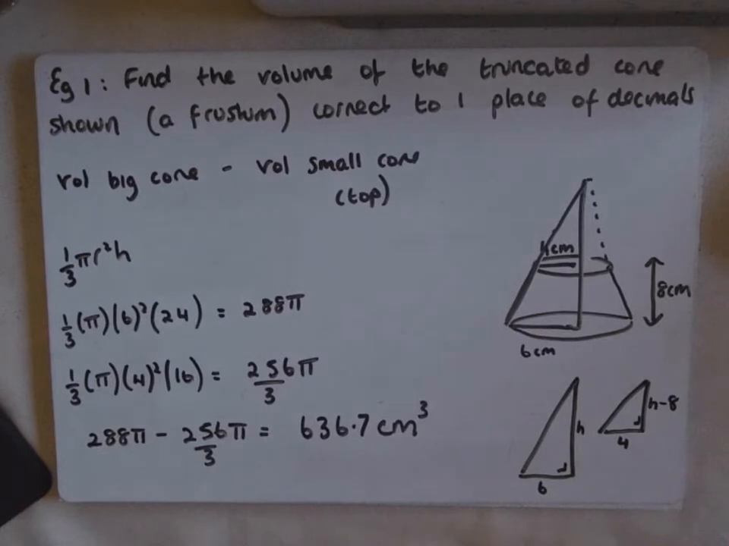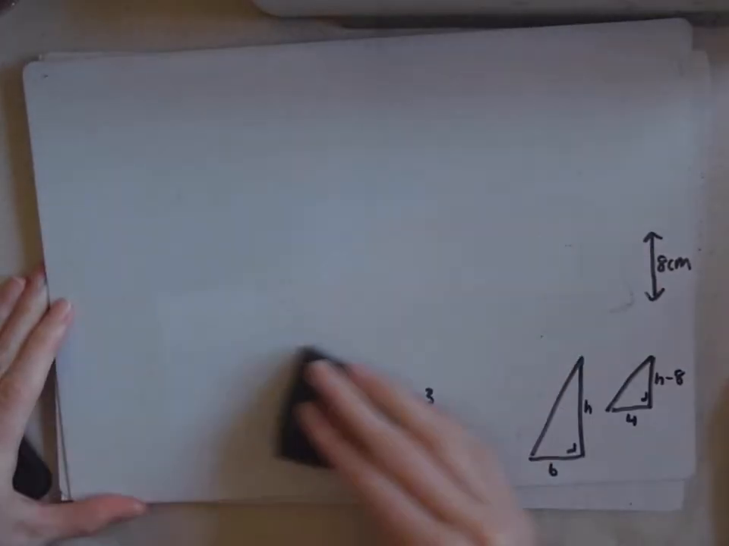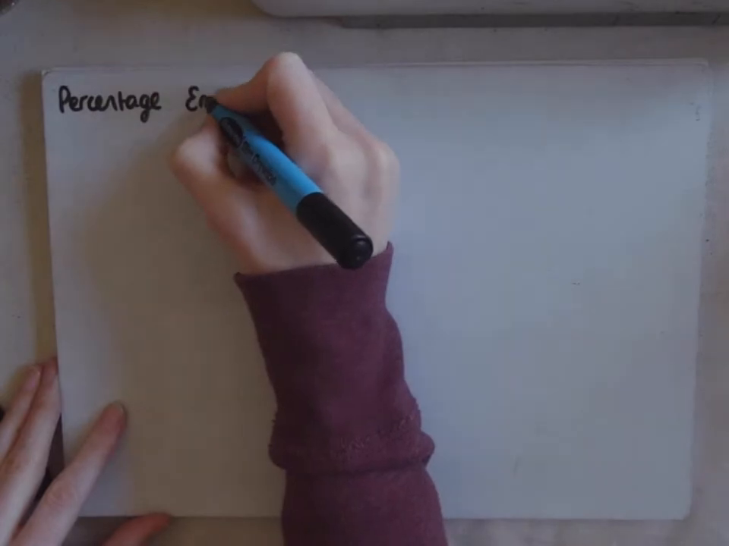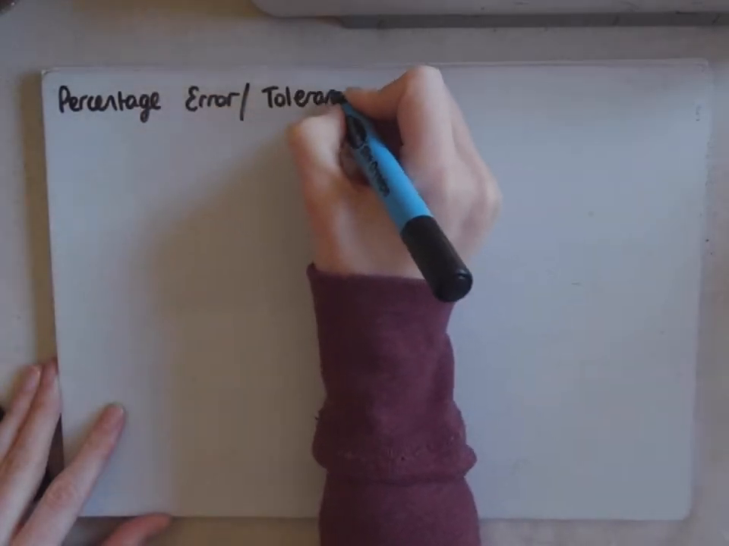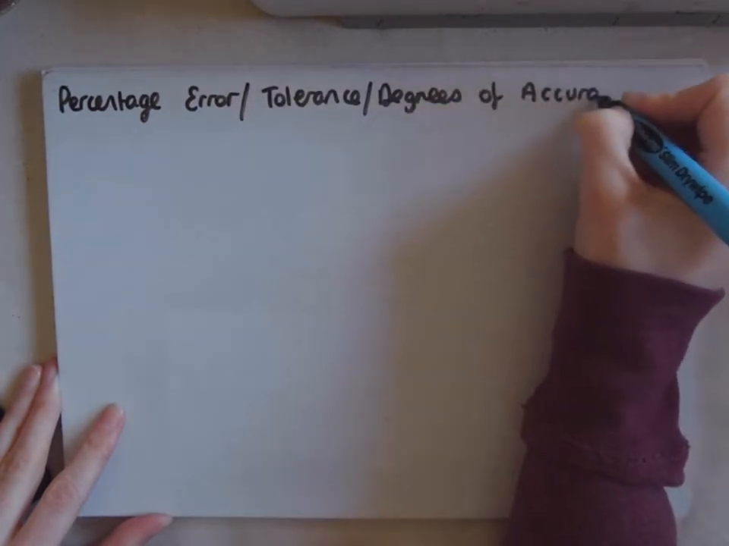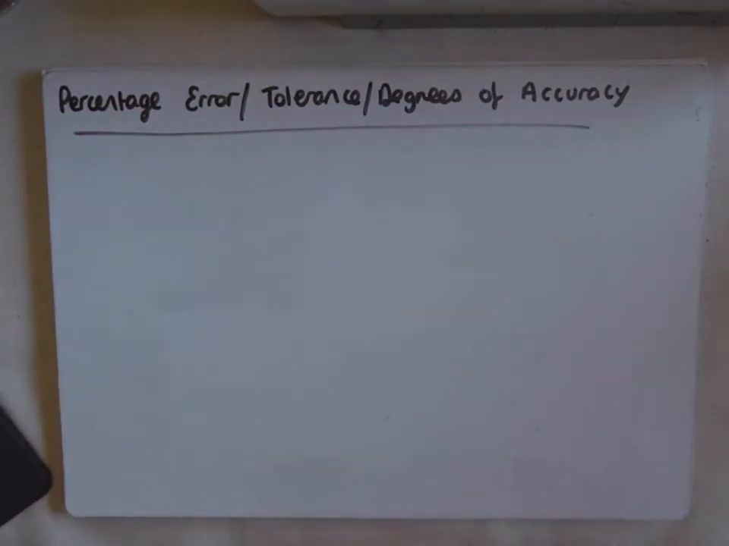Okay. Now, just a little bit more to do with tolerance and error. Okay, so I just have a few formulae for you to write down. Can I get rid of the board? Yeah. Okay. Okay, so just a subheading. So percentage error, tolerance, degrees of accuracy. Okay.